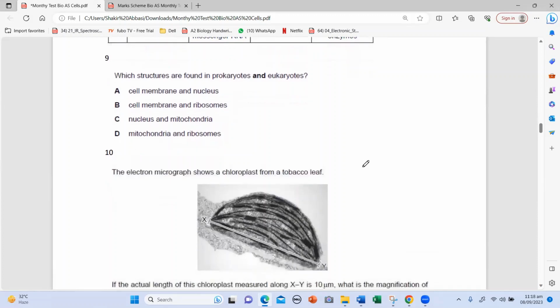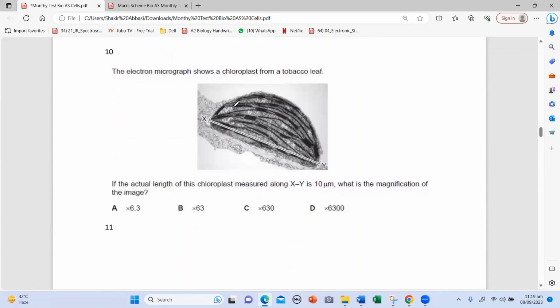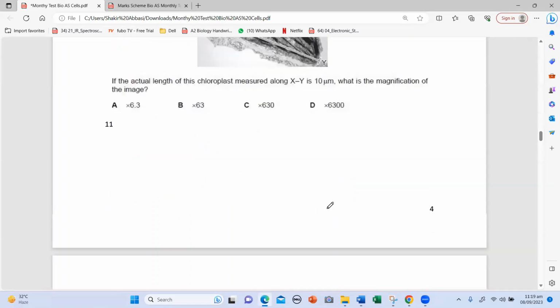So Charlie. Question 9 is beta because prokaryotes and eukaryotes share only these two features. Question 10 is delta. Again, you need to measure how long this line is and divide it by 10 micrometer. First, you'll measure X to Y and say, for example, this is 10 centimeters. You'll have to multiply this to change it to millimeter, micrometer, then divide by 10, and you'll get the magnification.